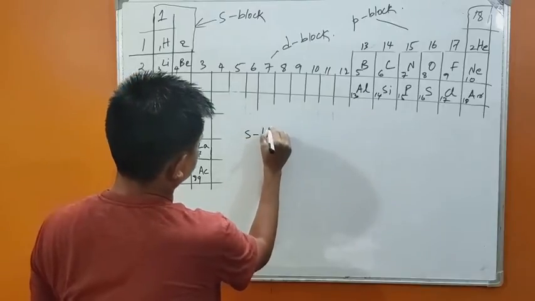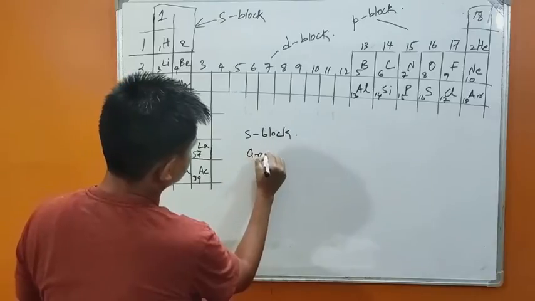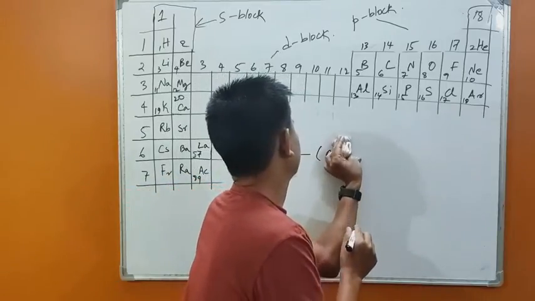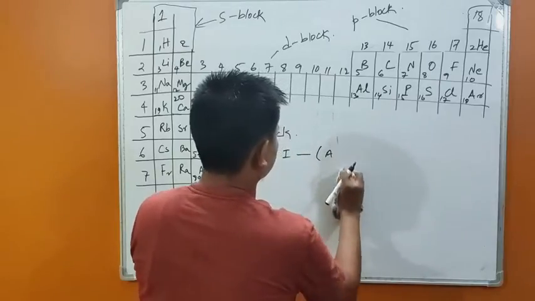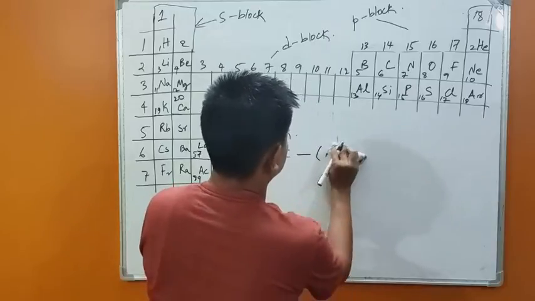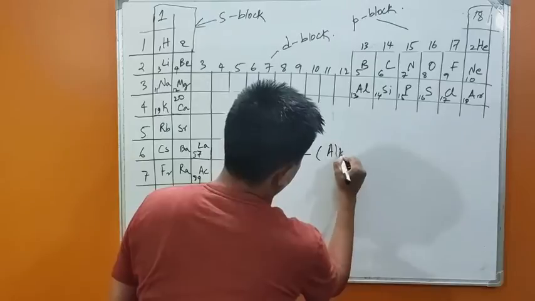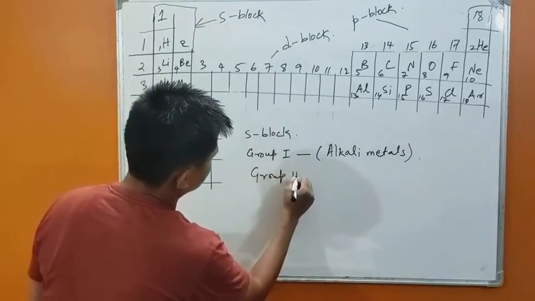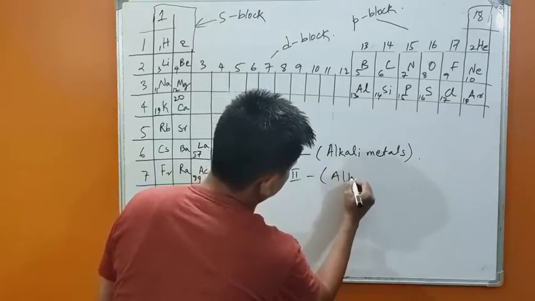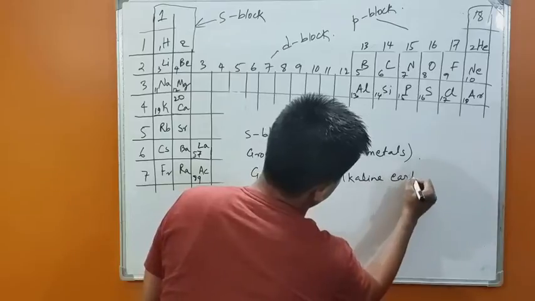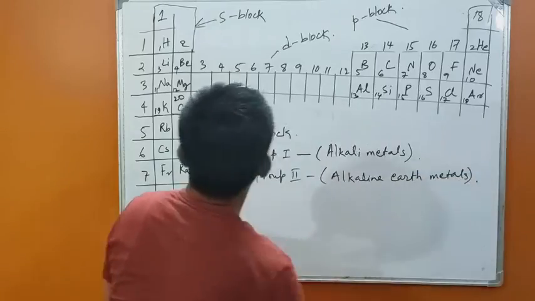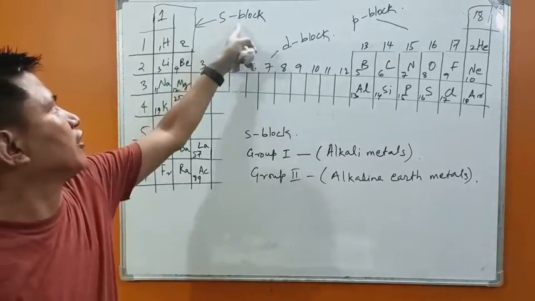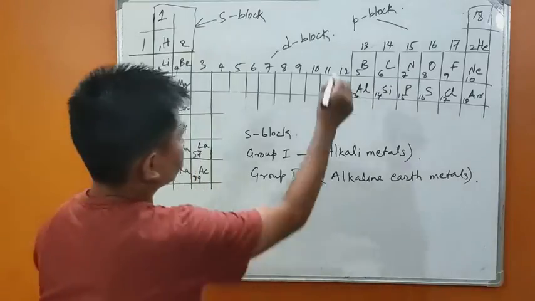S block elements. Elements of group 1 are called alkali metals. We must remember this. And elements of group 2 are called alkaline earth metals. Elements of group 1 are called alkali metals, and elements of group 2 are called alkaline earth metals. Both fall in S block. Okay. Now P block.